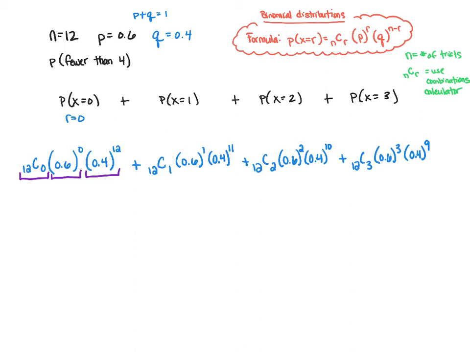So like the first one, I Googled a combinations calculator. I typed in 12 for N, and then I typed in 0 for R, and it gave me the result of 1. So the combination for that is 1. Then I'm going to put 0.6 raised to the power of 0. Well, that equals 1. And then 0.4 raised to the power of 12 is actually going to give me a number written in scientific notation.